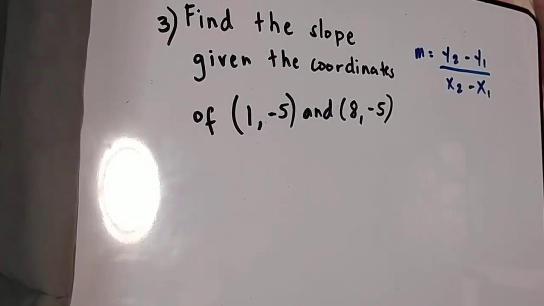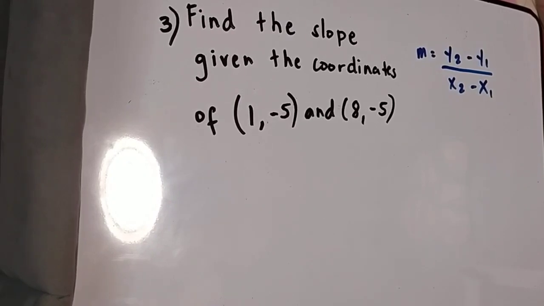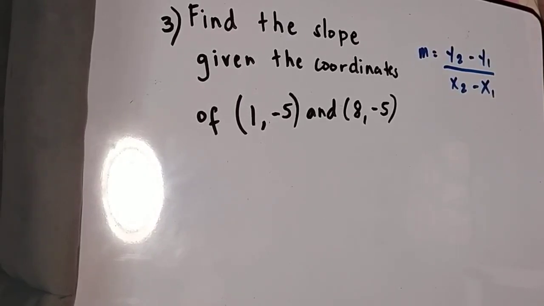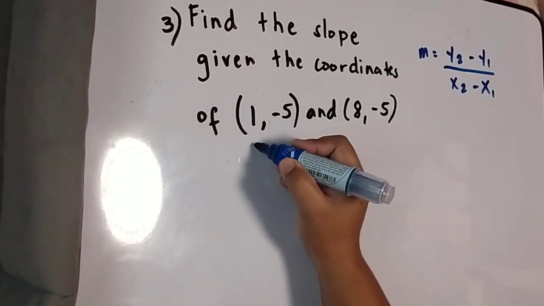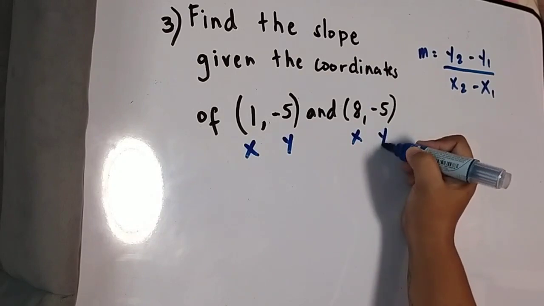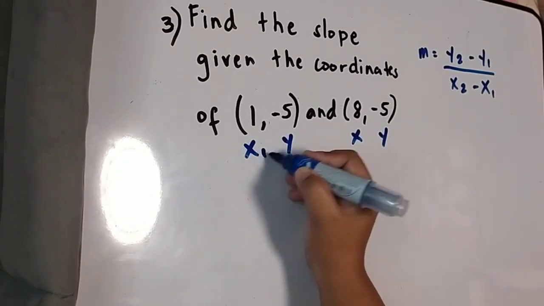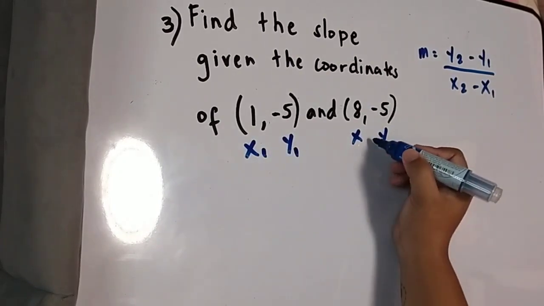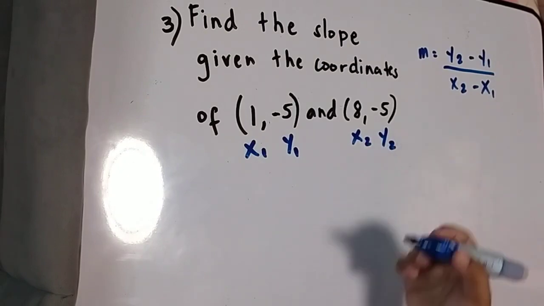Example is find the slope given the coordinates of (1, negative 5) and (8, negative 5). So again, first step, identify x sub 1, y sub 1, x sub 2, y sub 2. So given coordinates, we have x, y, x, y. So the first coordinate is x sub 1, y sub 1. Second coordinate, x sub 2, y sub 2.